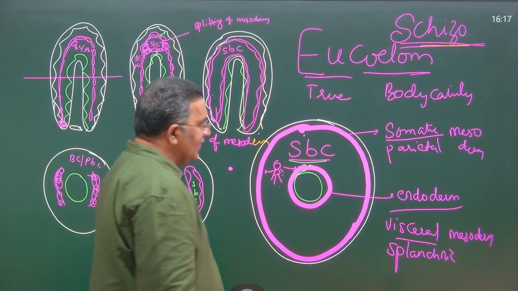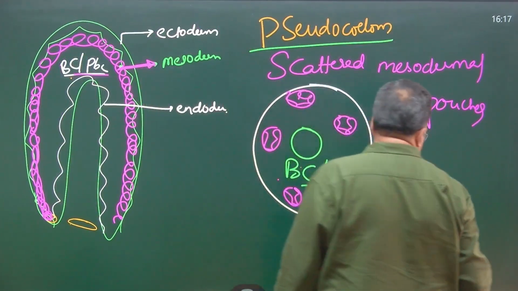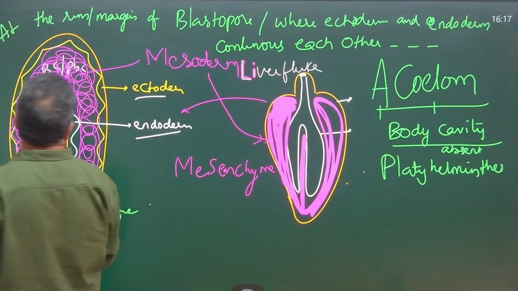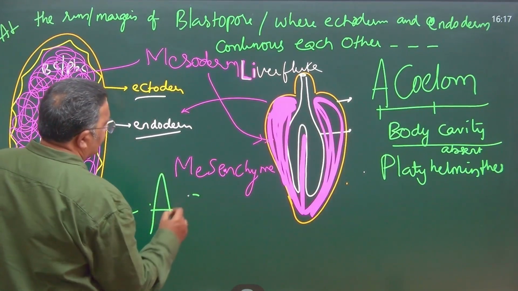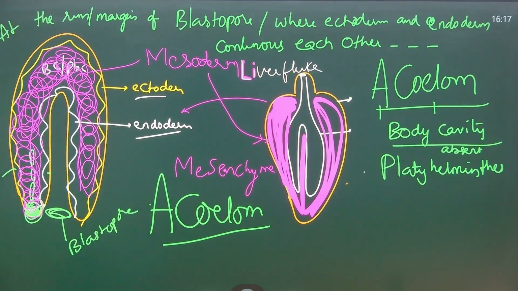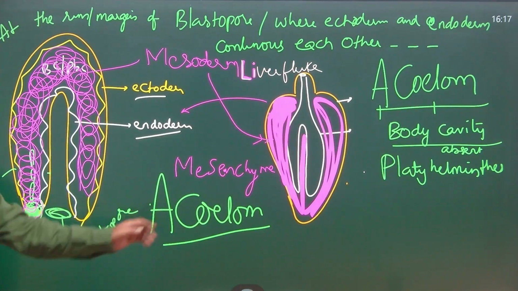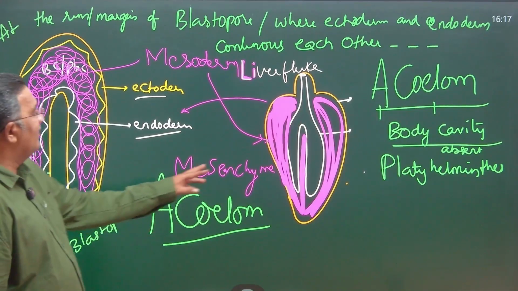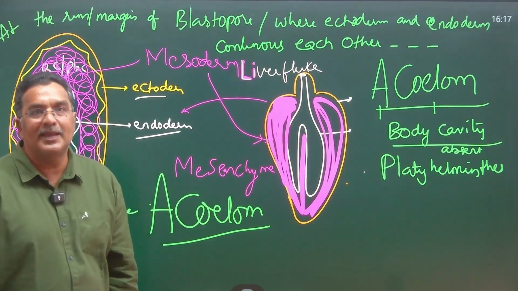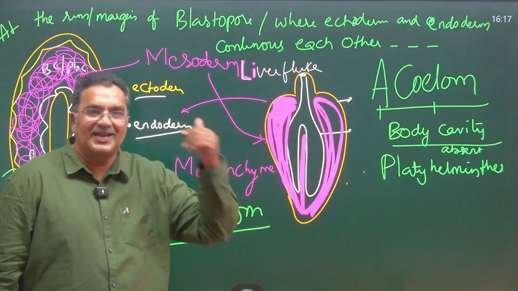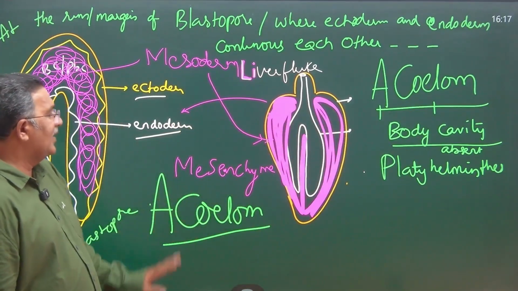Definitely confusing, but in the mesoderm angle, let's see once again. In all the stories, mesoderm is the hero. What is the first case? Acoelom. What is acoelom? Body cavity is absent. What happened? Mesoderm filled the total body cavity, and we call the tissue mesenchyme. Hence, what do you say? Acoelom. Neither primary body cavity nor secondary, no cavity is there. That's why we call it acoelom.